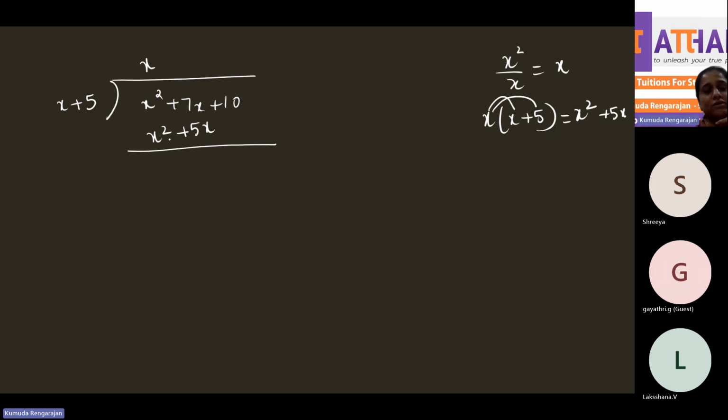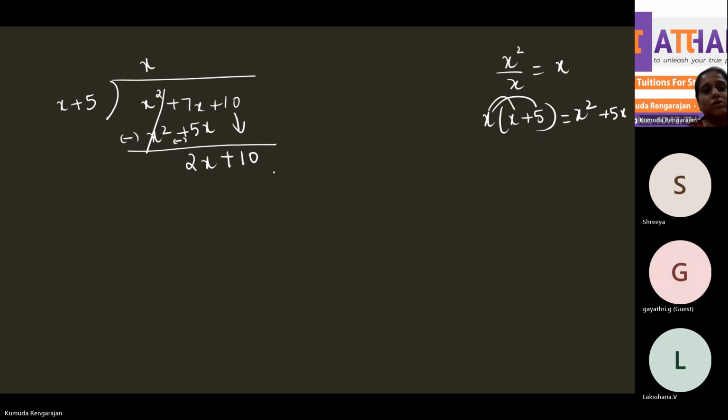Change the signs because division always means subtraction. So change the signs. x squared minus x squared gets cancelled. 7x minus 5x is 2x, and this plus 10 comes down.